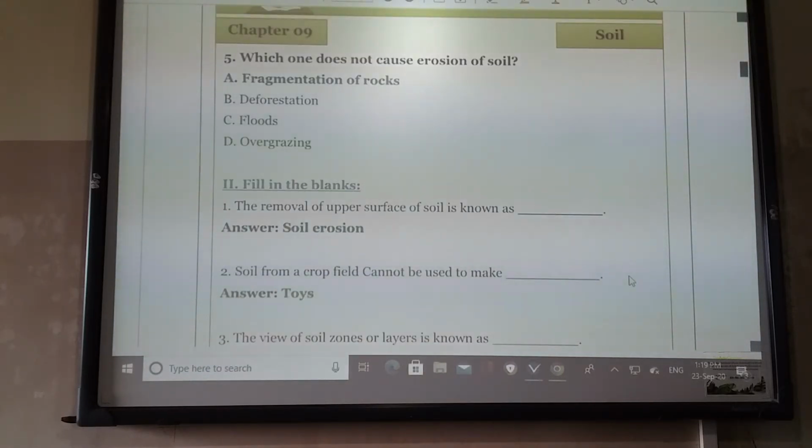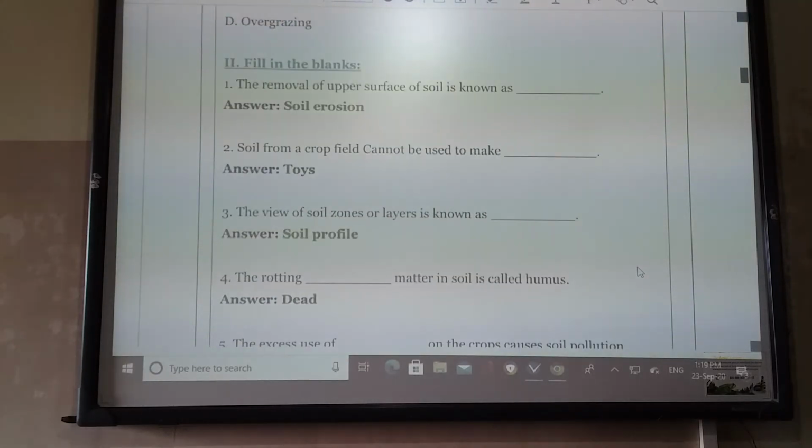Next, fill in the blanks. The removal of the upper surface of the soil is known as soil erosion. Soil from a crop field cannot be used to make toys. Yes, soil from a crop field cannot be used to make toys, so clay soil is used instead.